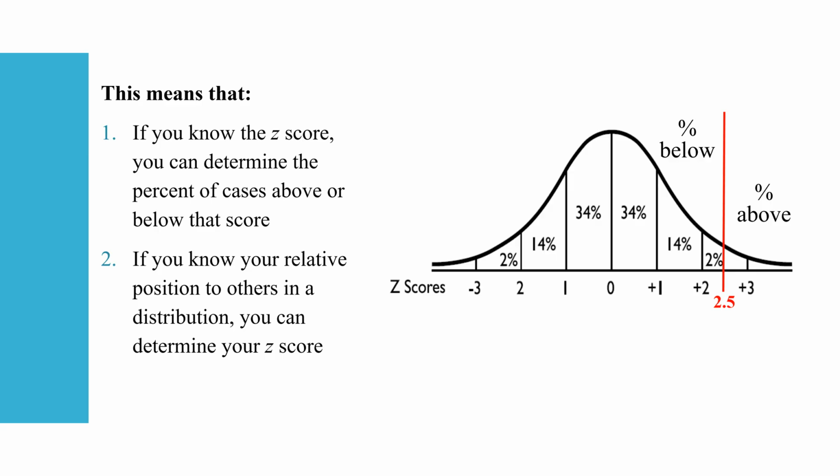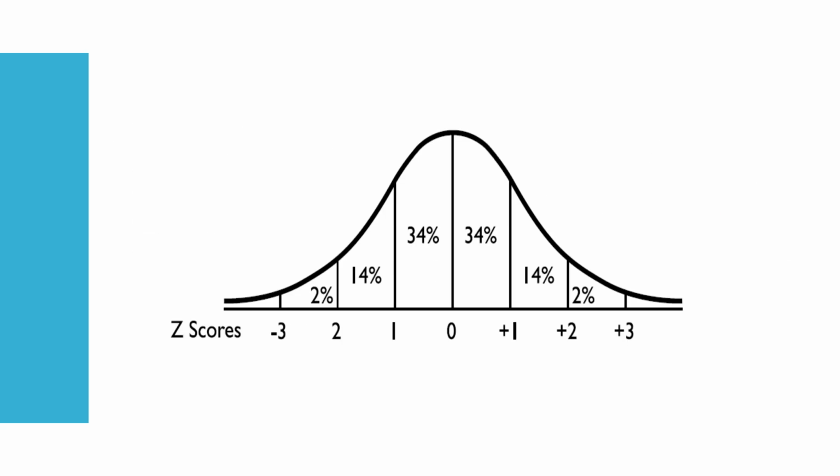If you know your relative position to others in a distribution, so the proportion above or below you, you can determine your z-score. For instance, say you're in the top 10% of a test. You can then determine what your z-score is. Let's do some practice with this. If someone has a z-score of 0, 50% of scores would be above this number, and 50% of scores would be below this number because the distribution is symmetrical.